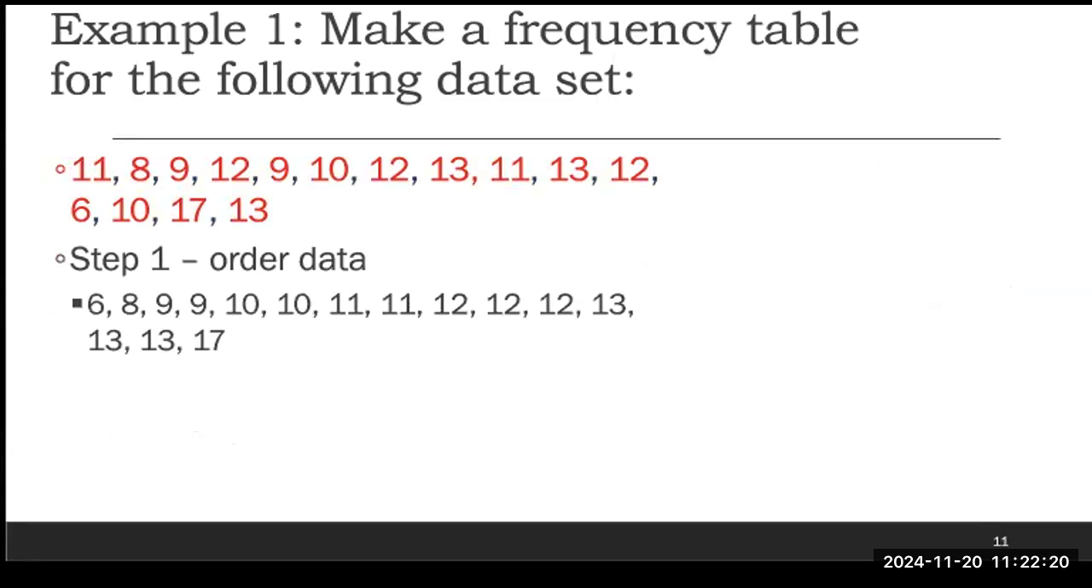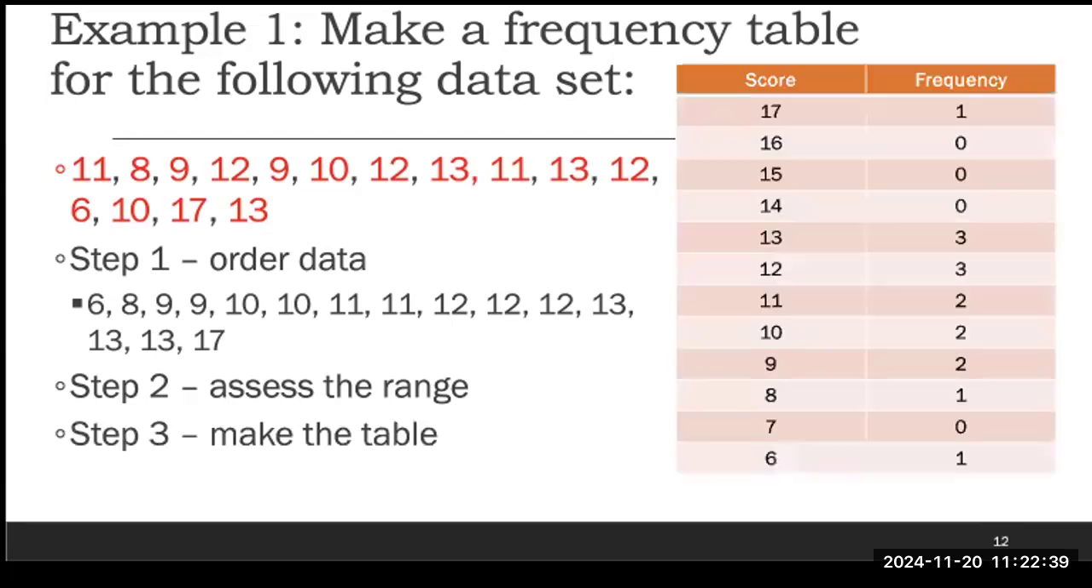Obviously, these are quantitative, right? So you're not going to do this for nominal scale variables. You're going to do this for ratio scale or interval scale variables. Then you assess the range, meaning what is the difference between the lowest score or value and the highest one? And then you make the table. Okay, so here's an example of a frequency table.